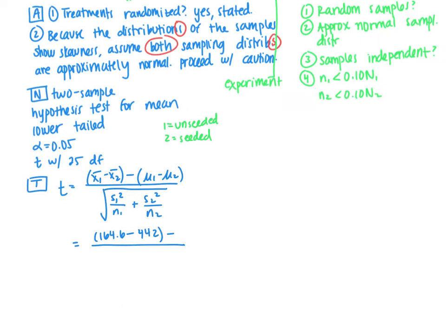So then this mu1 minus mu2, what comes from the null, that is our assumed difference. We are assuming the difference is 0. So then that S1, make sure in the output you're using standard deviation. So we have 278.4. This is 278.4 squared over 26. And the other one is 651 squared over 26. Take a minute, put this in your calculator, and see if you can come up with the test statistic, please.